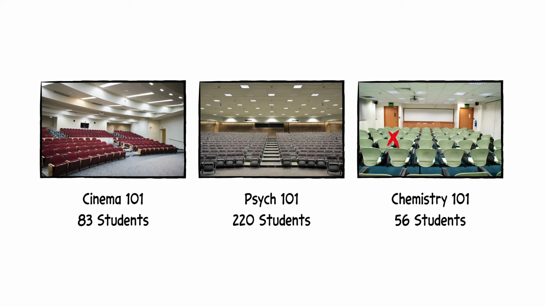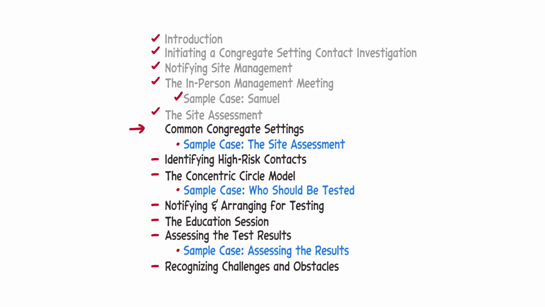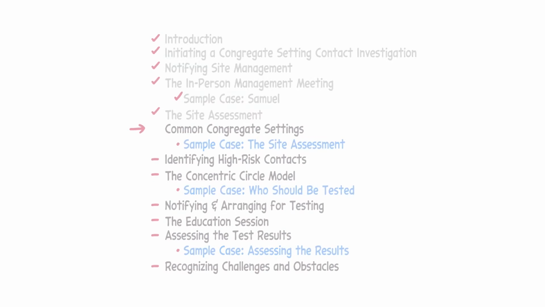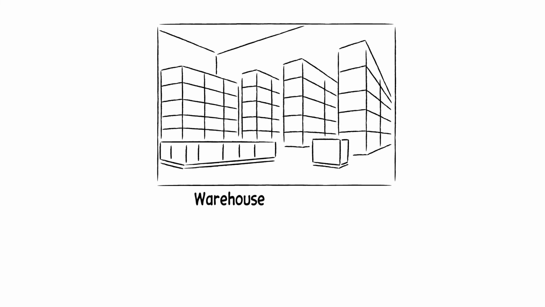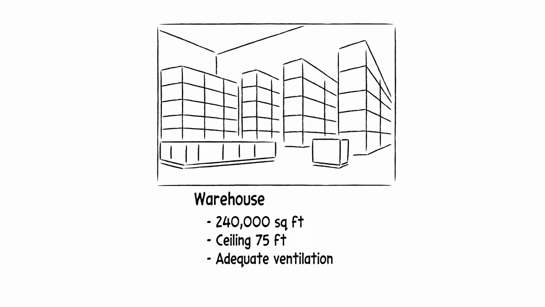Let's take a look at a few common congregate settings, and then we'll explore the university attended by our index patient, Samuel. Here's a warehouse that's 240,000 square feet, including a break room, with a ceiling height of 75 feet and adequate ventilation. The site employs 21 people full-time.